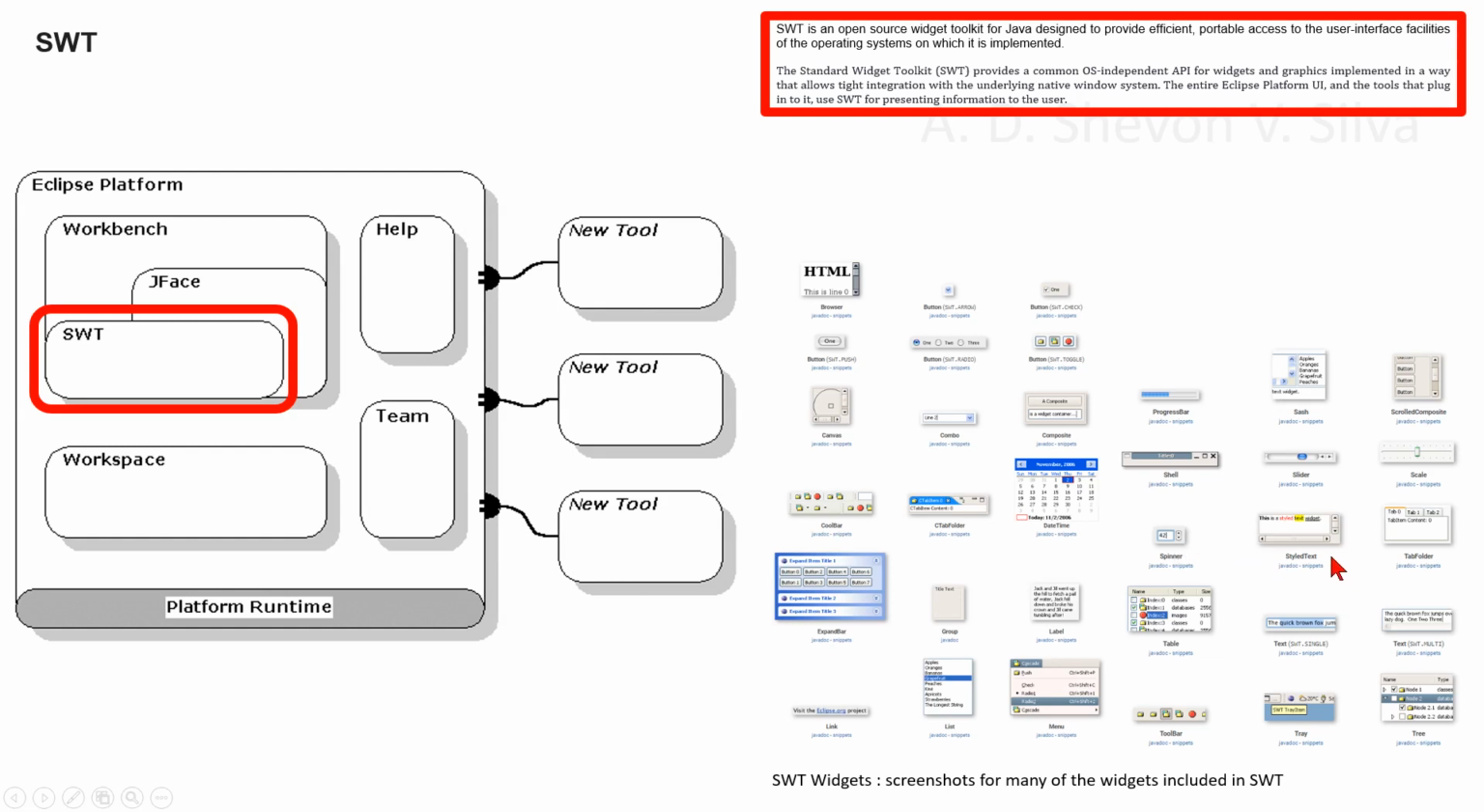StyledText, class StyledText. A styled text is an editable user interface object that displays lines of text. The following style attributes can be defined for the text: foreground color, background color, font style (bold, italic, regular), underline, strikeout. In addition to the text style attributes, background color of the line may be specified.